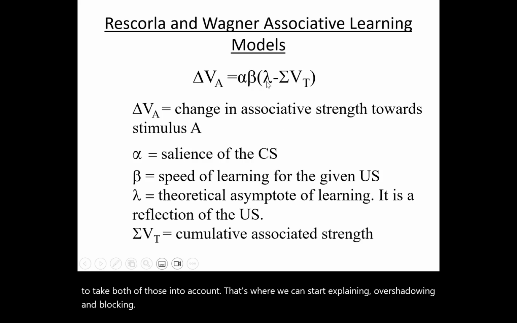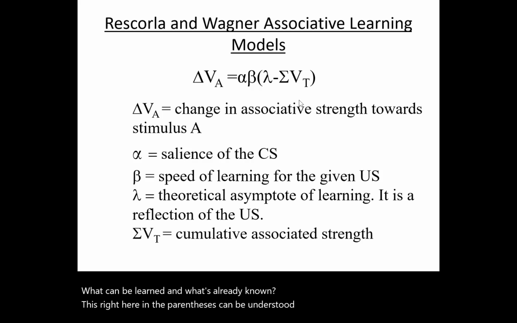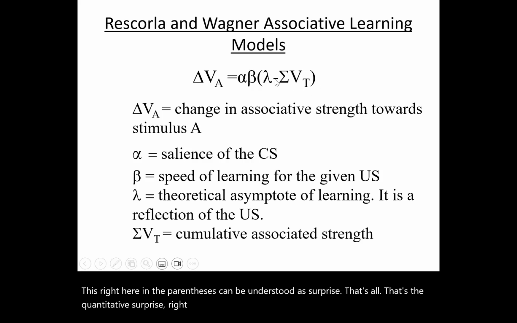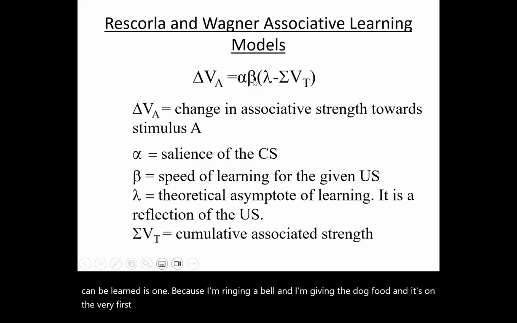What can be learned and what's already known. This right here in the parentheses can be understood as surprise. That's all. That's the quantitative surprise right there. What the most can be learned is one, because I'm ringing a bell and I'm giving the dog food, and it's on the very first trial, so the associative strength is zero. The difference between 1 and 0 is 1. That's a really powerful thing.